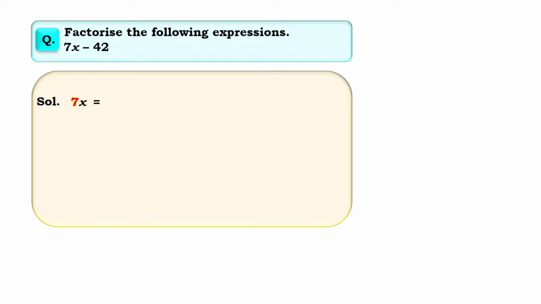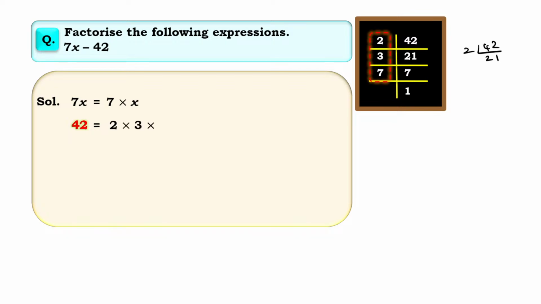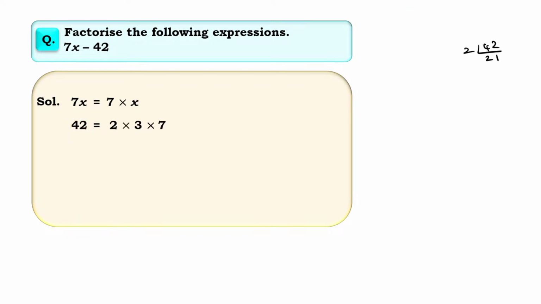First, 7x can be written as 7 into x. 42 can be written as what? 42 factorization, 2 21s. You all know, right? 3 7s are 21, 7 1s are 7. So factorization for 42 is 2 into 3 into 7. Now we need to find the common factor. What is the common factor here?